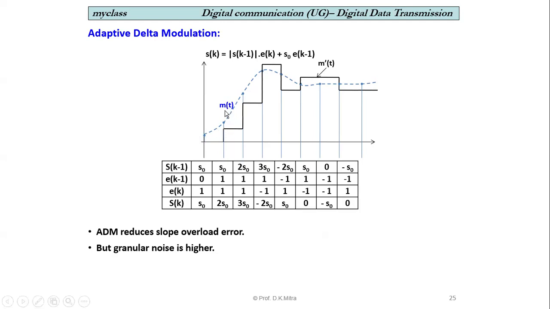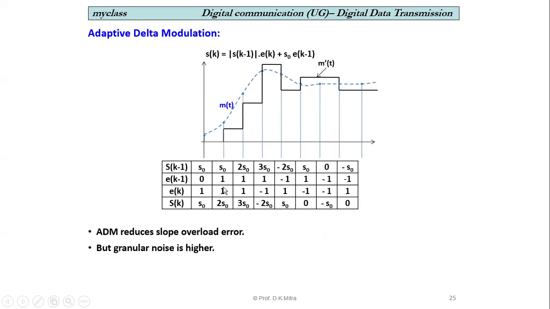Now a sample is taken here. What do we find? sk minus 1, the last step, was S0. And my last error was positive, plus 1, because the signal was higher than the accumulator value. And in the present sample also I find the signal is higher. If the signal is higher, then the error is 1.